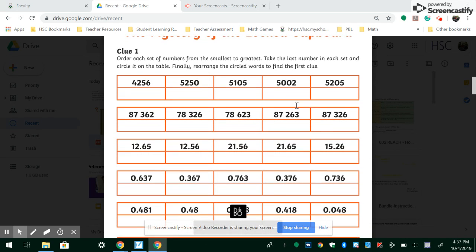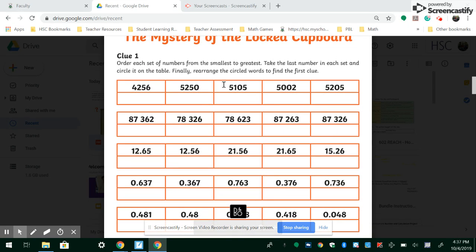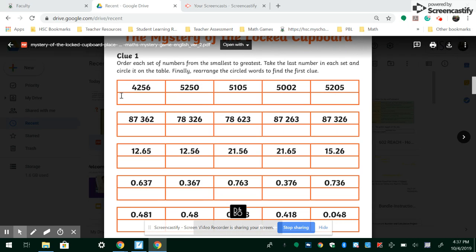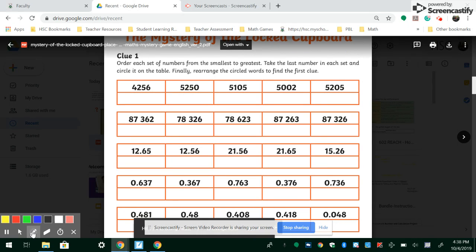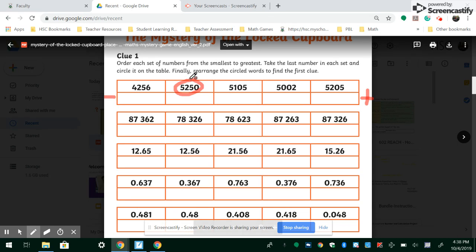And for the first clue, we're looking at arranging the numbers from smallest to largest. So on the left-hand side, we start with the smallest numbers, and on the right-hand side, we finish with the largest numbers. Once you identify the largest number, in this case, it's the 5,250, that would be the one on the extreme right-hand side.